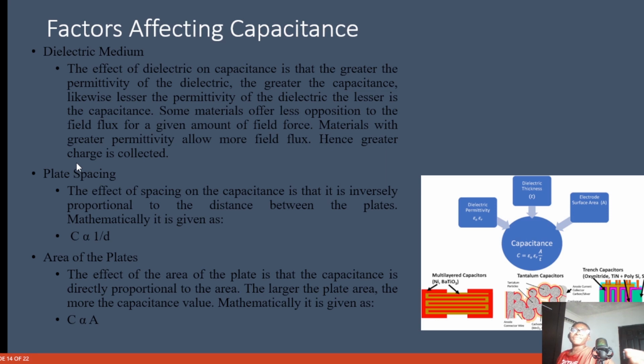So, factors affecting capacitance: the factors affecting the ability of a capacitor to store charges.